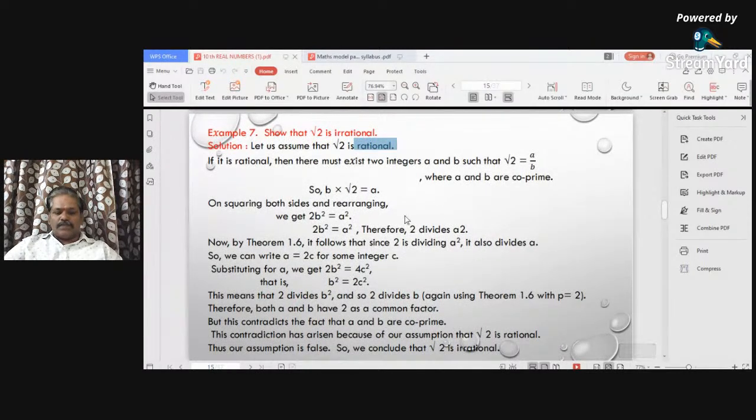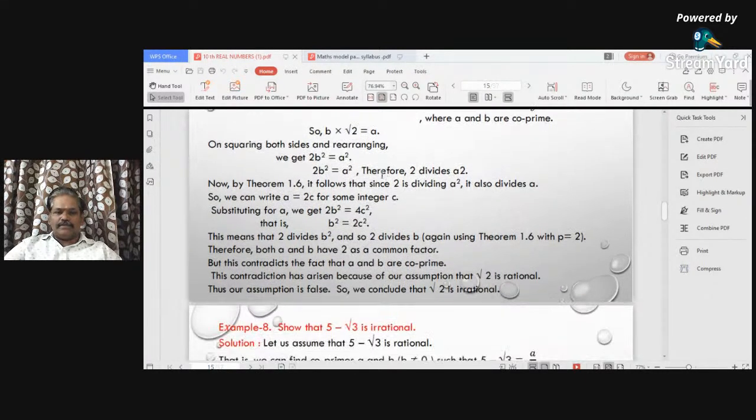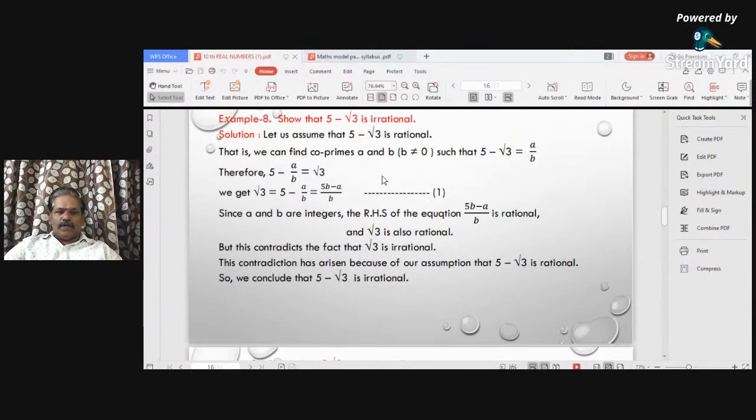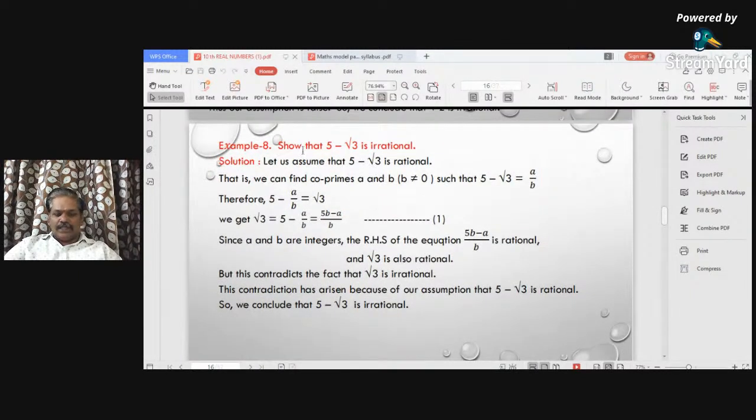So this is a possible 8 marks question. Then one more example: show that 5 minus root 3 is irrational. As we assumed in the previous sum, let us assume here also that 5 minus root 3 is rational. That is, we can find co-primes a and b where b is not equal to 0, because in p by q form, q is not equal to 0. That is the rational condition. Such that 5 minus root 3 is equal to a by b. Therefore, 5 minus a by b is equal to root 3.